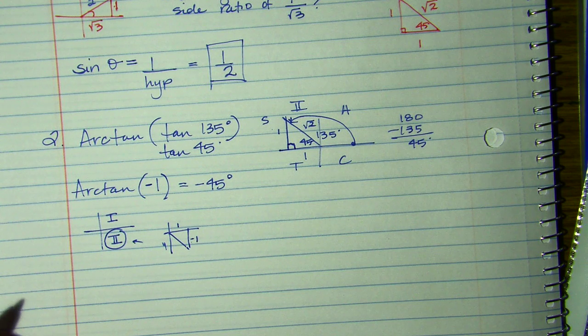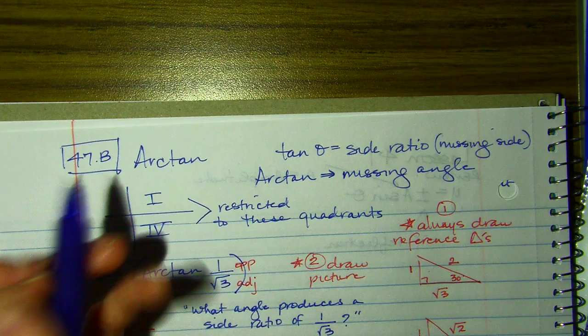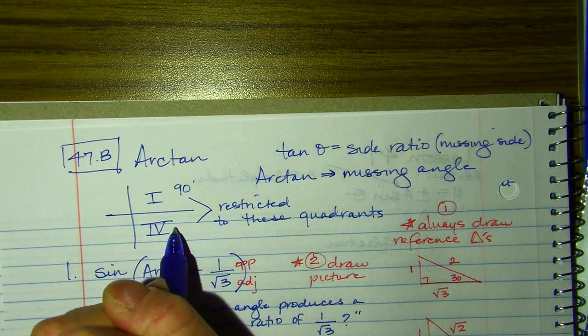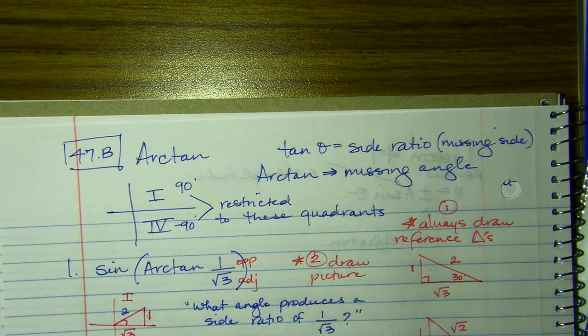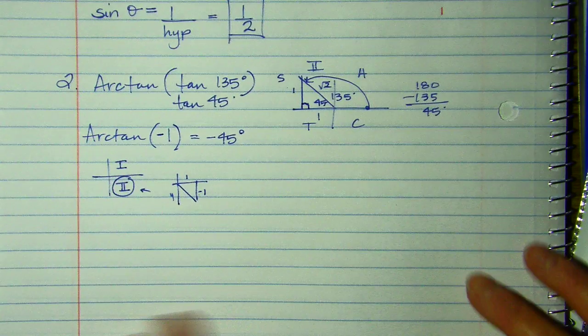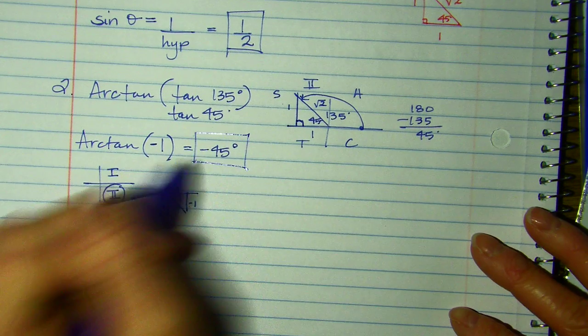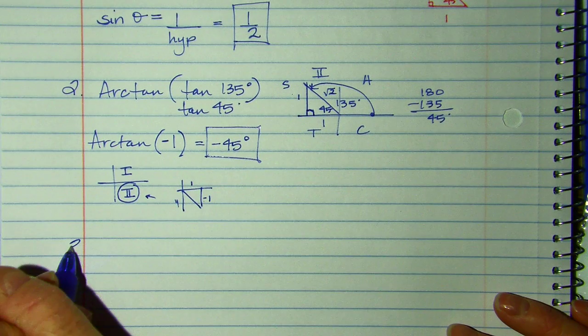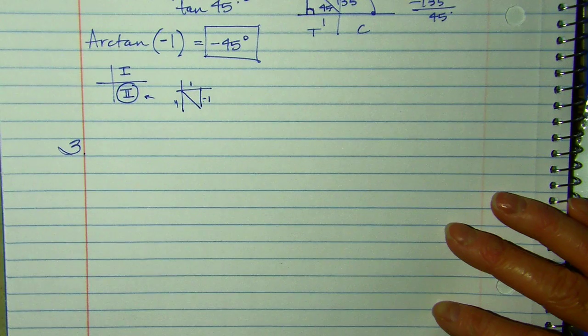I know that's a little crazy. And it's because it's restricted to positive 90 and -90 degrees. So I know it has to be a -45. So that is the answer. I know these are kind of complicated and I wish you were here, but this is where we're at.